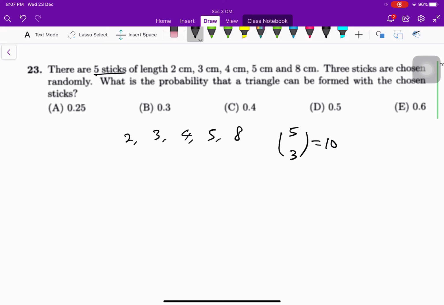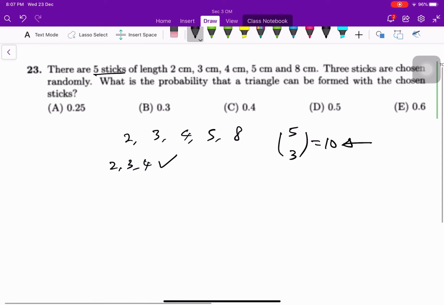All right. Then in this case, out of these 10, how many of them will give you the sides of a triangle? Maybe we can do a listing. 2, 3, 4. Is it possible? It is possible, right? Maybe if you don't understand how I get 10, let me do all the listing for you.